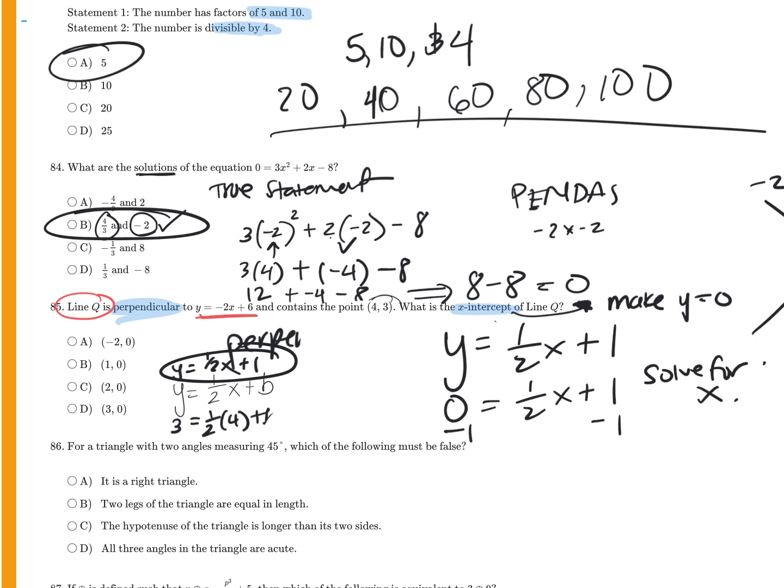So we subtract 1 from both sides. We get -1 equals 1/2 x. To get x by itself, we have to multiply both sides by 2/1. That cancels the half, and we get x equals -2. 2/1 is just 2, times -1 is -2. So that's our x-intercept, -2. So that's A.